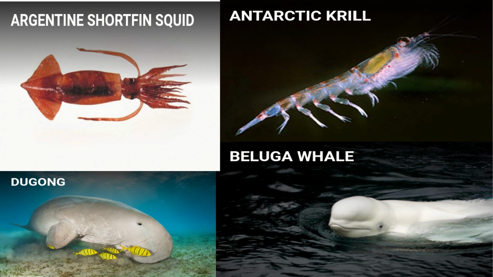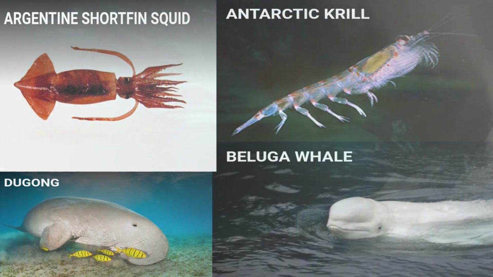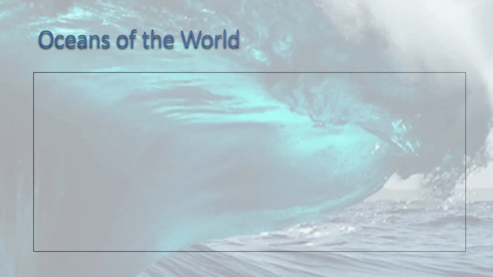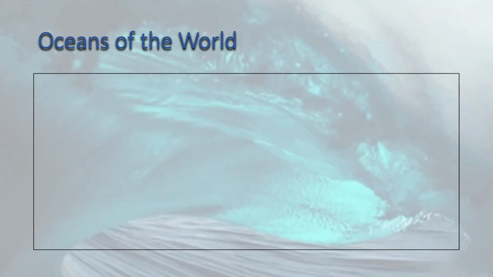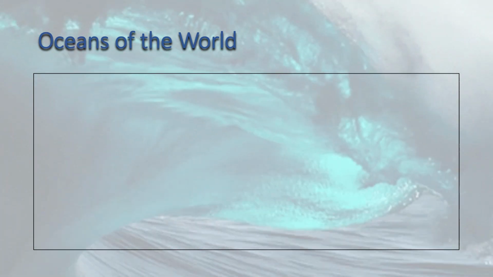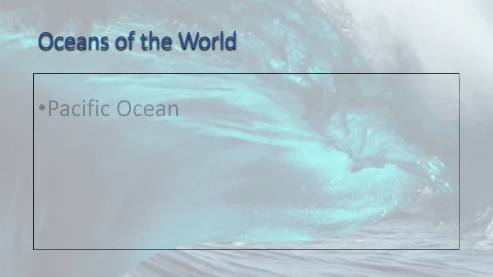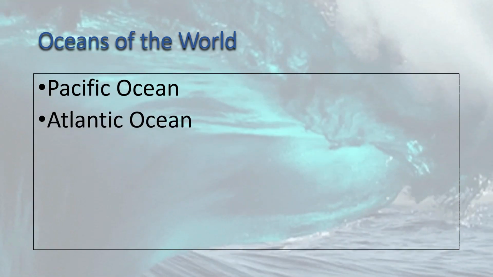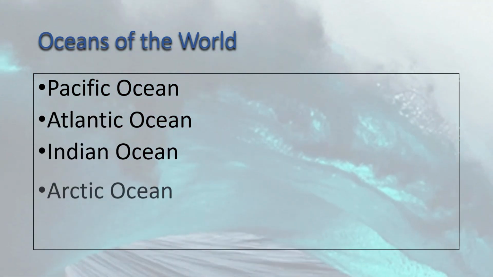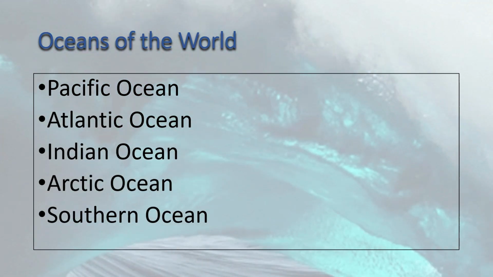Here are certain pictures which you can see of the different marine life that we have in our oceans. Children, we have got 5 oceans in our world. They are Pacific, Atlantic, Indian, Arctic, and the Southern Ocean.